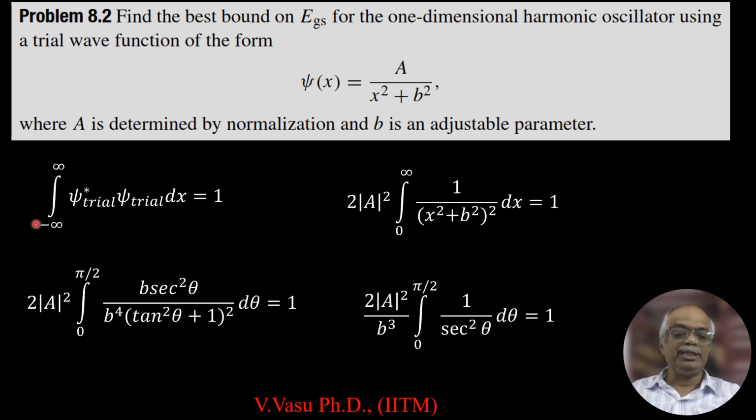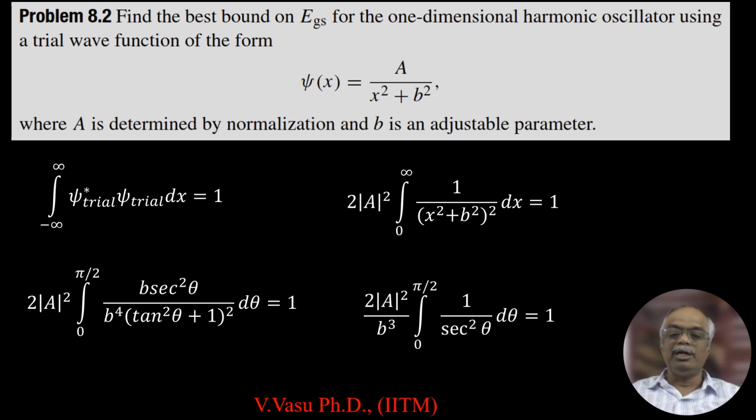We know that the integral of psi star psi, where psi is the trial wave function, if you integrate it, you will get 1. Here the trial wave function is A divided by x squared plus b squared. If you change the limit from minus infinity to 0, then a multiplication factor 2 will come here, and then modulus A squared times 1 over (x squared plus b squared) whole squared dx.